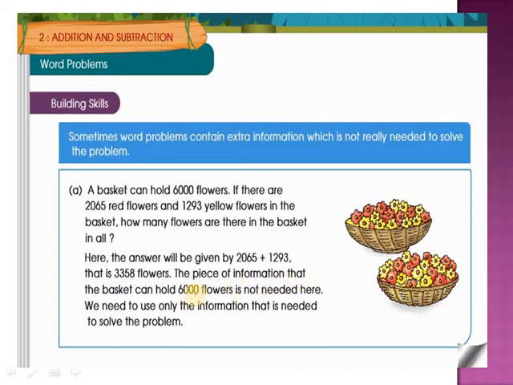The piece of information that the basket can hold 6,000 flowers is not needed. So this is not needed, isn't it? It is the extra information. Yes, no children? So we need to use only the information that is needed to solve the problems. Ignore the extra information. Only the information that is needed to solve the problem, you have to take and solve the problem. Understood, no children?